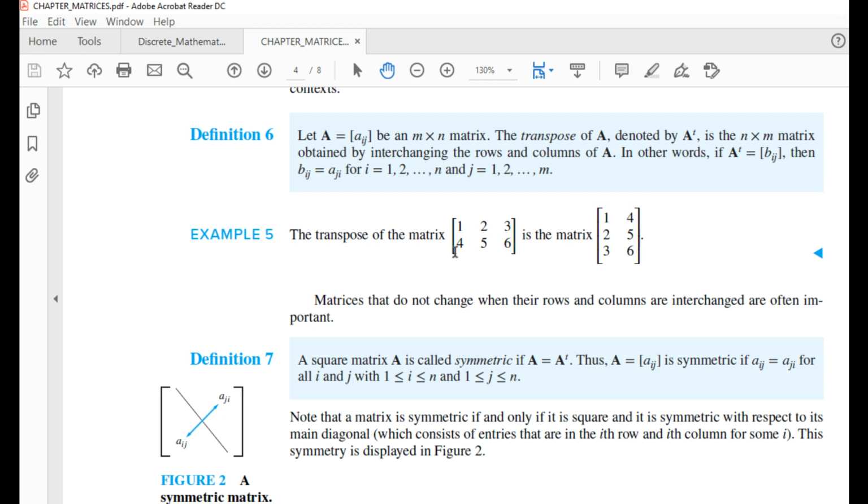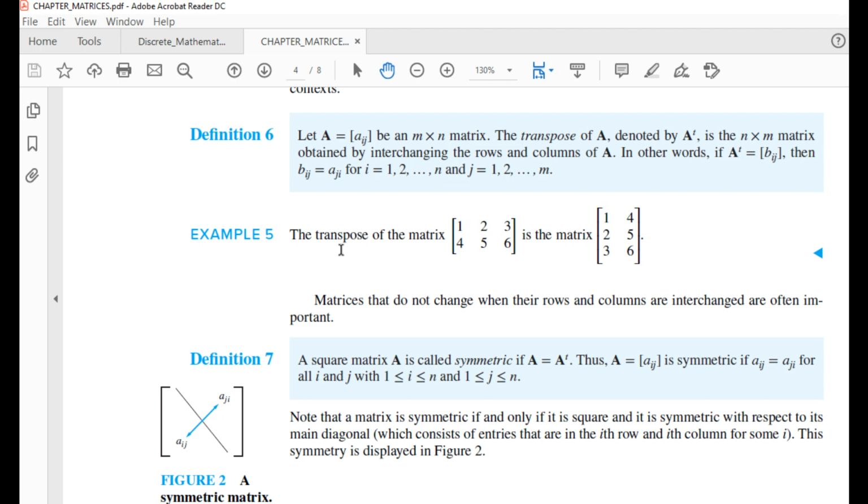So given here a matrix, this is a 2 by 3 matrix, okay? We're going to perform the transpose of this matrix. So 1, 2, 3, 4, 5, 6. So this is actually your solution. So what did we do? We actually just inverted, okay?